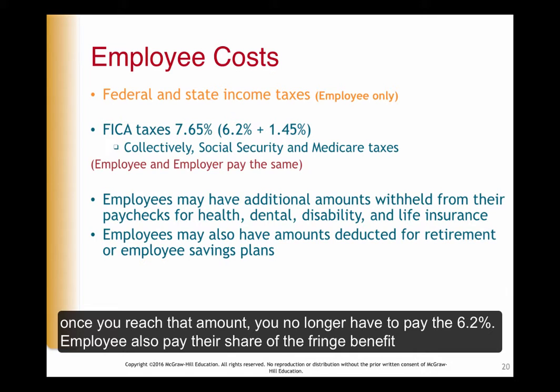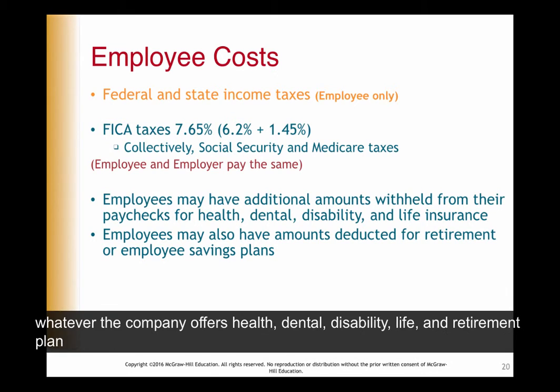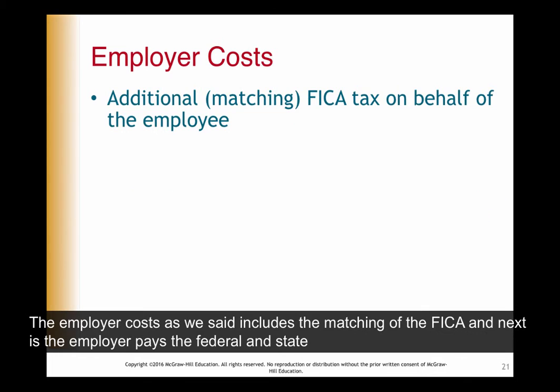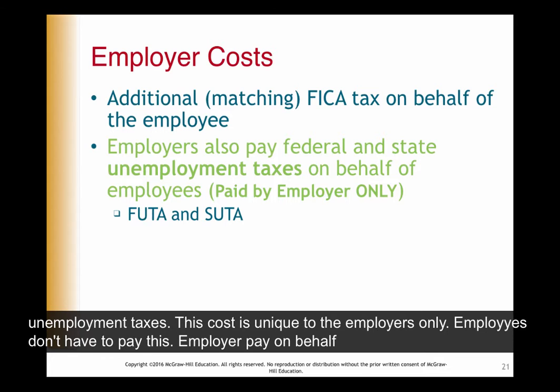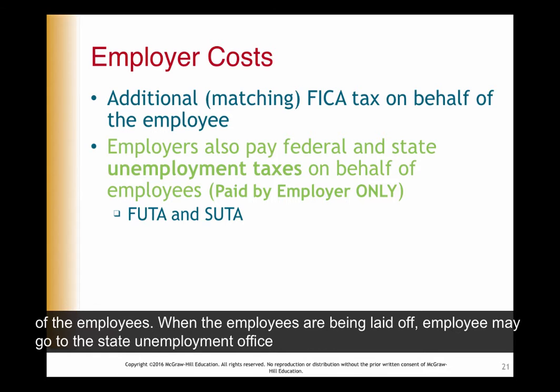Employees also pay their share of the fringe benefits, whatever the company offers: health, dental, disability, life, and retirement plan. The employer cost, as we said, includes the matching of the FICA, and next, the employer pays the federal and state unemployment taxes. Now, this cost is unique to the employers only. Employees don't have to pay this. Employers are basically paying on behalf of the employees.